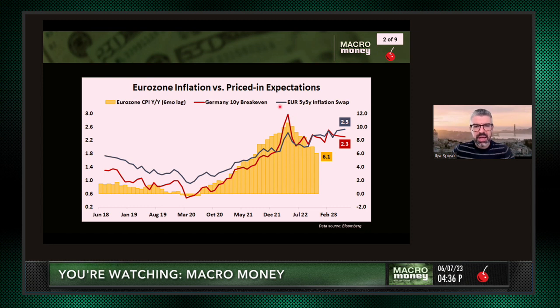So you can see here 6 months ahead of where CPI started to turn. Remember, it's 6 months lagged. We started to get the come down in the breakeven. We started to get the come down in the 5-year inflation swap. You can see that you're starting to get that response 6 months later from CPI, and it's been coming down off the highs near 11 down to 6.1. But expectations are now trending the wrong way.